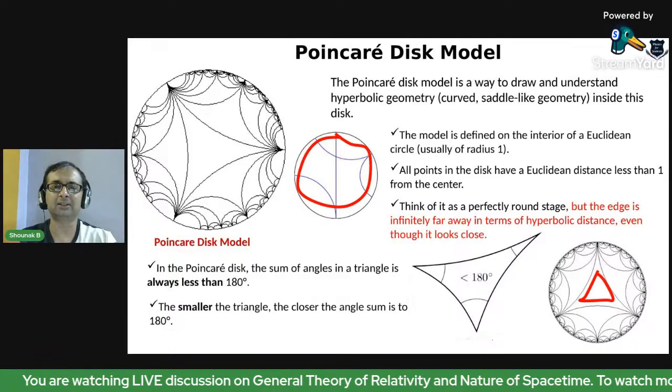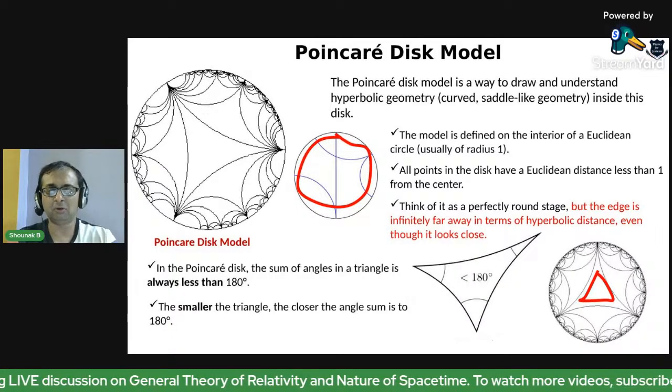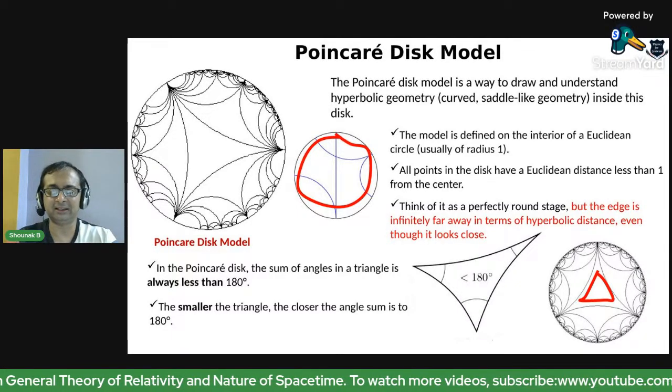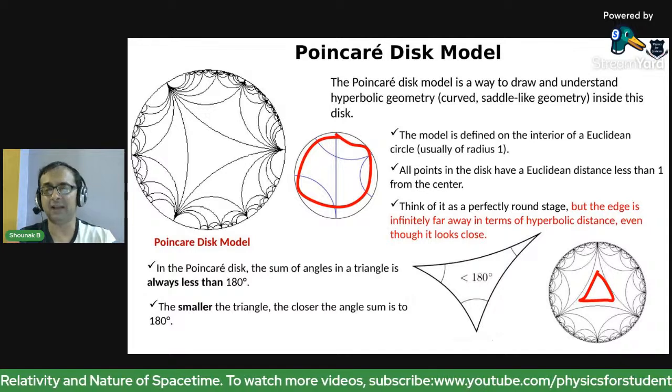Anyway, this is how the Poincaré disk looks. If you try to go nearer and nearer, you will never reach the edge.